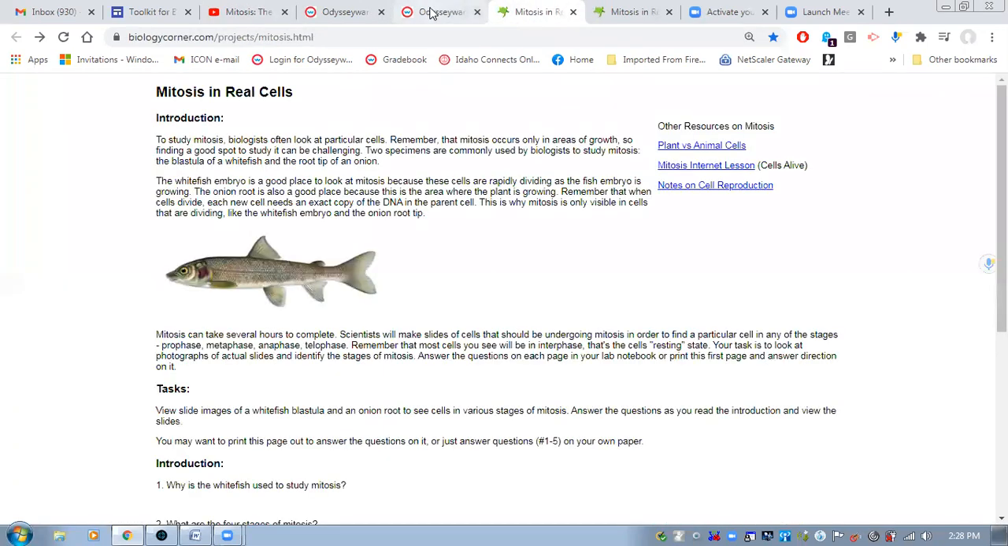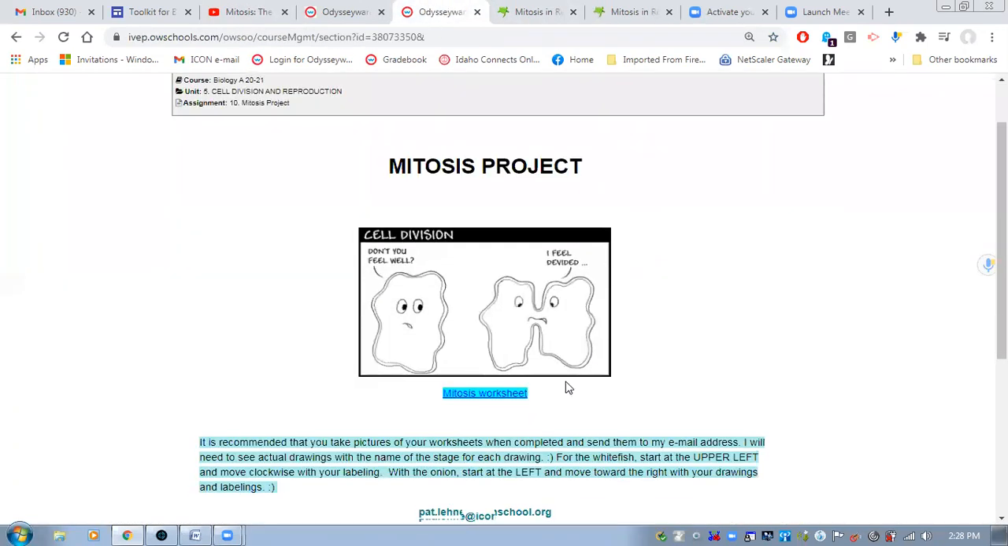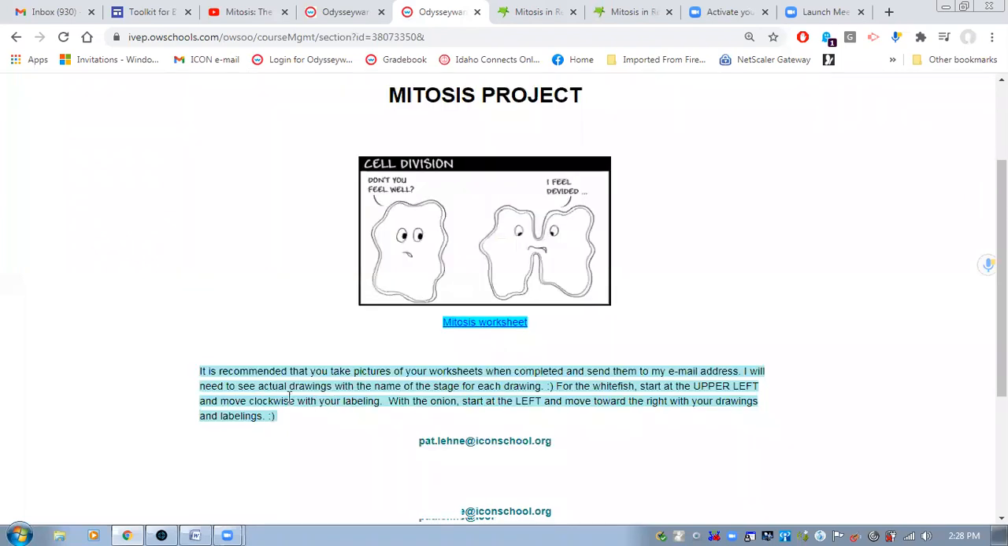But then let's go to, here's your mitosis project. So what you're going to do, you recommended you take pictures. You don't have to take the pictures if you follow these directions here, okay? For the whitefish, specific instructions here. For the onion, specific instructions here. We'll look at that here.